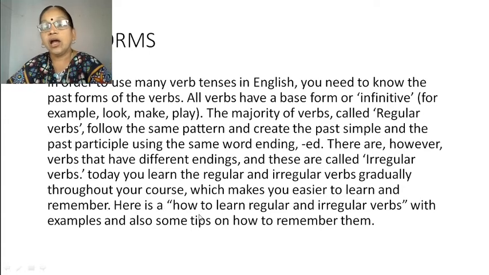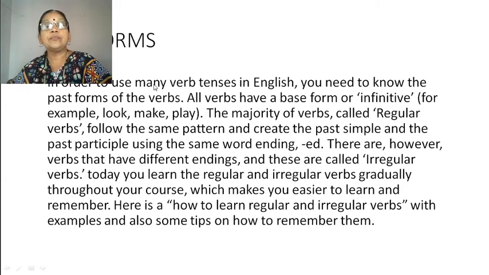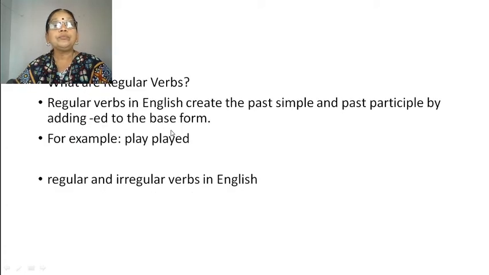Here is how to learn regular and irregular verbs with examples, and also some tips on how to remember them. Whenever you are making passive voice or reported speech, you need to know what the third form of the verb is. That is the third form of the verb, past participle, what we call. So let us see, there are two types of verbs here, regular and irregular. Let us see what they are.